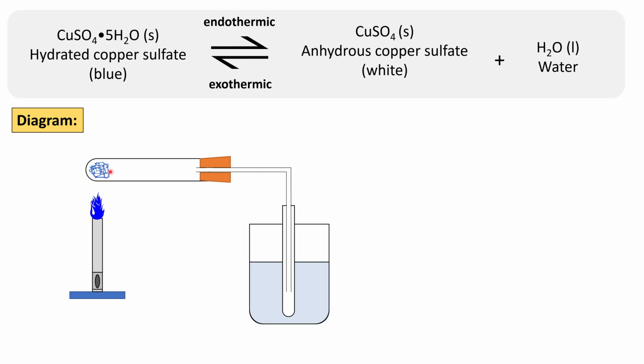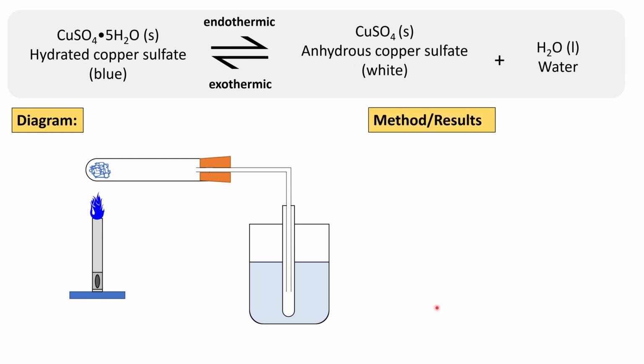The hydrated copper sulfate, because it's releasing that water, is turning into anhydrous copper sulfate, so we'll see this change from blue to white. Then if we were to take this water that's collected in the test tube and add it back to this white anhydrous copper sulfate, once it's turned white that is, then it will change back to blue.